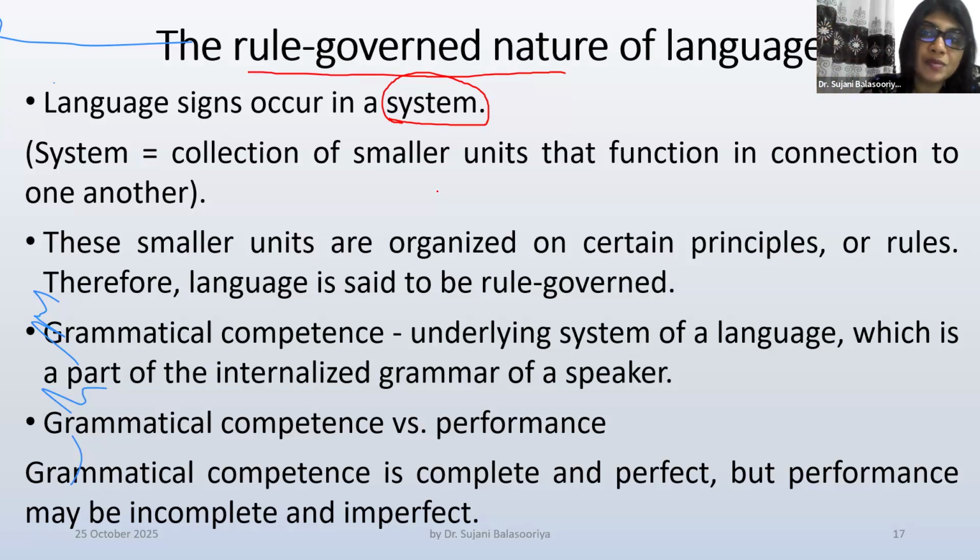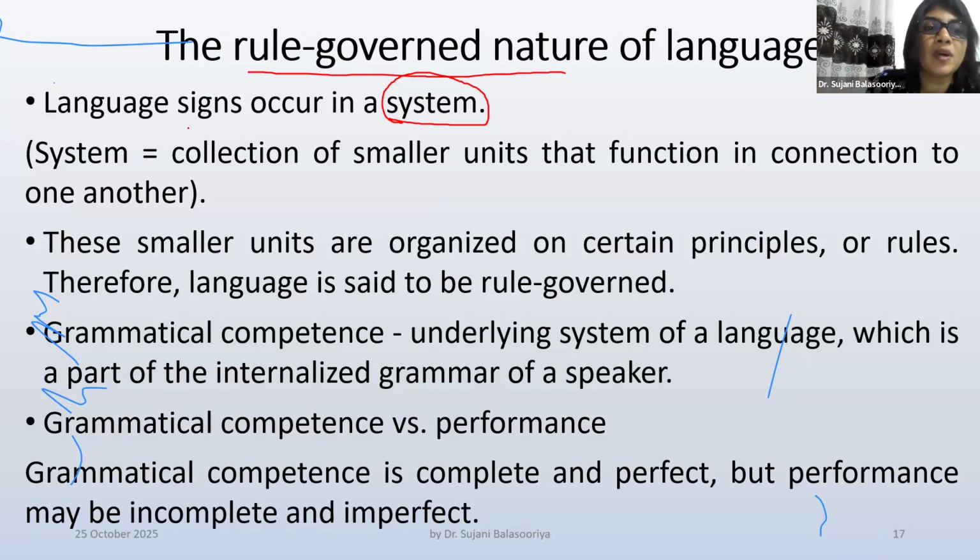And we can't form sentences without words. And none of these things will be useful if they don't have meaning. Okay? So every component is interconnected and is equally important for the function of language. That is why we say language signs.